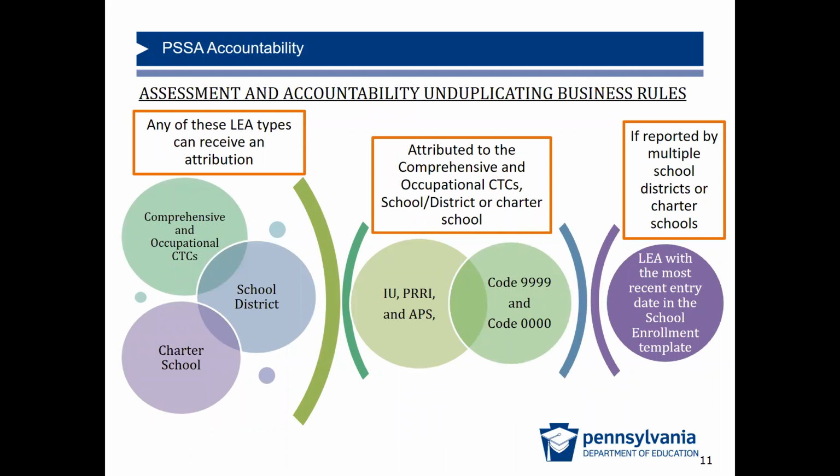This is a graphical way to show how PIMS applies business rules to unduplicate student records. The LEA types that can receive an attribution are CTCs, school districts, and charter schools. LEAs that are listed as IUs, PRRIs, APSs, SJCIs, location code quad 9, and location code quad 0 are all reattributed to CTCs, school districts or charter schools. If PIMS has a duplicate student reported by 2 LEAs, then the LEA with the most recent entry date in the school enrollment template will be used.